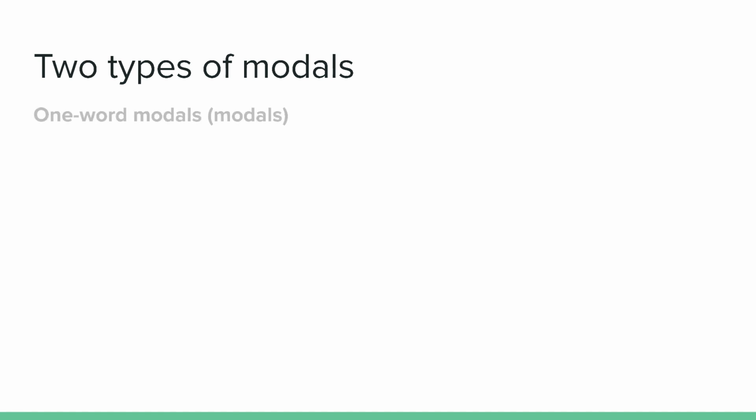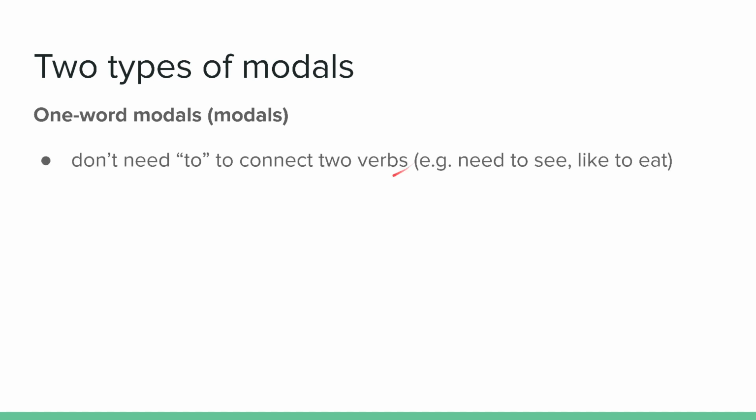Okay. In English, we have two types of modals. Okay, we have one-word modals. One-word modals are just one word, and they don't need to connect to a verb with the word to. So for example, need to see, like to eat. One-word modals don't need to.